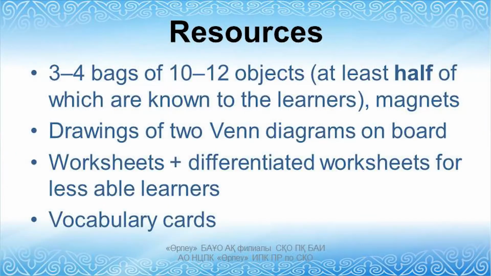And next slide, the teacher shows us resources she used. For example, it is 3-4 bags of 10-12 objects, at least half of which are known to the learners, magnets, and drawing of 2 Venn diagrams on board, worksheets plus differentiated worksheets for less able learners, and vocabulary card.